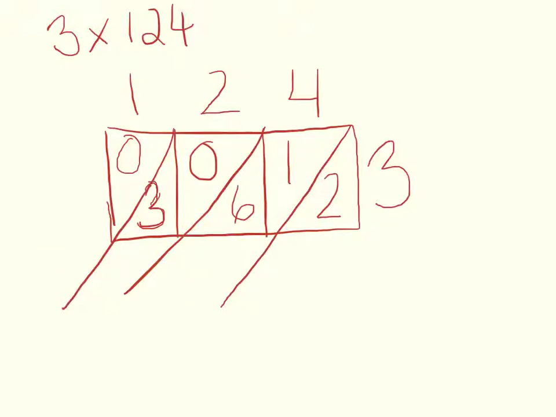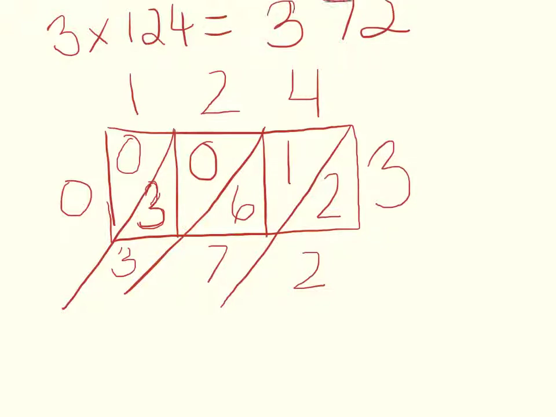2 plus nothing is 2. 1 plus 6 is 7. 0 plus 3 is 3. And 0 plus nothing is 0. So our answer is 372. Accidentally, you did a 72. 372. I did 370.